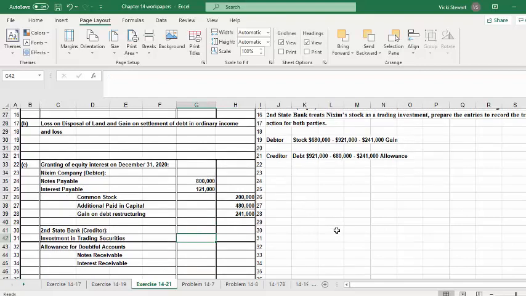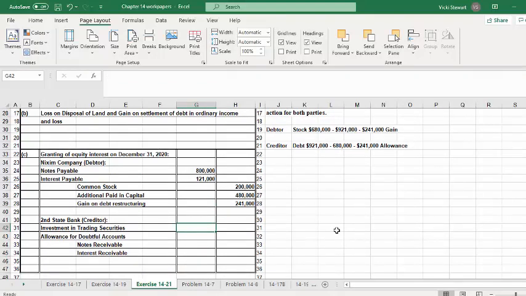Second State Bank would receive the stock, which is worth $680,000, and they would debit investment in trading securities. They would debit their allowance for doubtful accounts for $241,000, the difference between the total amount owed and the value of the stock. They would credit notes receivable for $800,000, and they would credit interest receivable for $121,000. And that is the conclusion of the demonstration for Exercise 1421B.